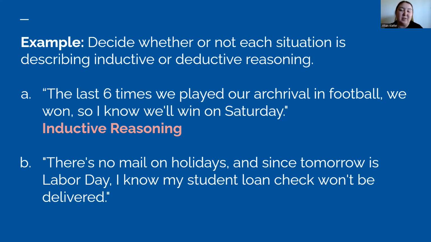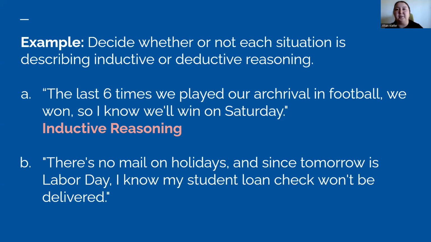Then for part B, we have a different situation here. We say there's no mail on holidays, and since tomorrow is Labor Day, I know that my student loan check won't be delivered. So we're starting off by saying there's no mail on holidays. So we're starting with a general statement, a rule kind of thing. We know for a fact, no mail on holidays. And we're saying tomorrow is Labor Day. Labor Day is a recognized holiday. So tomorrow's a holiday. There's no mail on holidays. So we have 2 facts here. So we're concluding my student loan check will not be delivered.